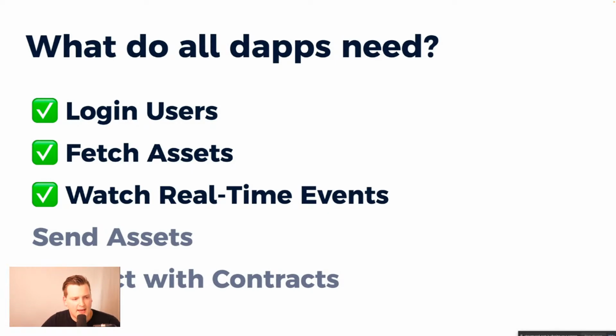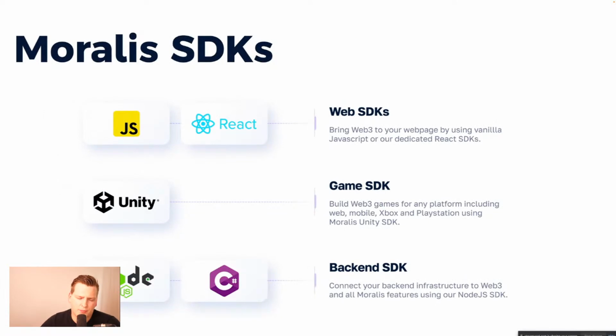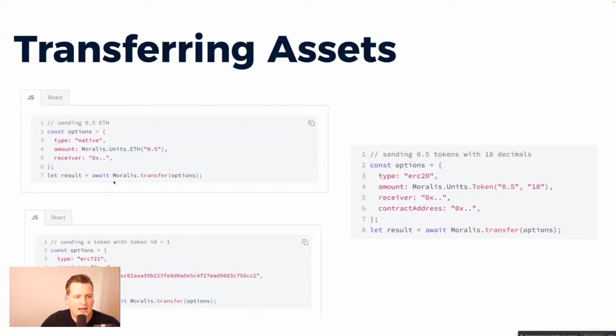So now that we explained how to watch real-time events, we have to speak about how to send assets. And it's very easy to do with Moralis because we provide SDKs across different platforms, whether it is web, Unity, or backend. We want to simplify not only logging in users, watching their transfers, and getting their assets, but also that you can easily start initiating transfers. So we have Moralis.transfer, where you can easily transfer tokens, ETH, and NFTs, but the whole thing here is cross-chain. When you want to add another chain to your dApp, it is still Moralis.transfer.